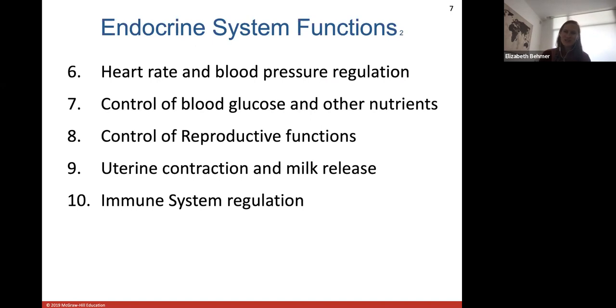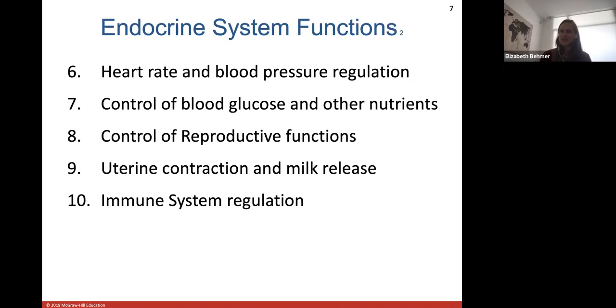It also functions to control heart rate and blood pressure. It controls blood glucose levels and other nutrients. Have you ever heard of insulin? Do you know of anyone who's diabetic? We'll talk about that. Your endocrine system controls reproductive functions, the development of secondary sexual characteristics, the start of puberty, maintaining reproductive functions. Those are all a part of your endocrine system and their hormones.